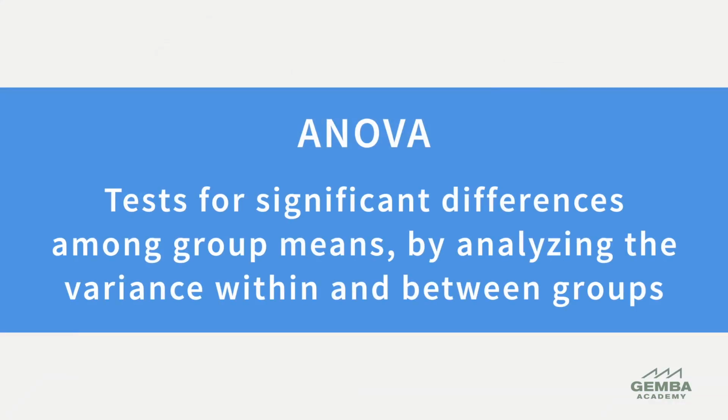Hello and welcome. ANOVA, or Analysis of Variance, is a statistical method used to compare the means of 3 or more samples to determine if at least one of the sample means differs statistically from the others. The ANOVA tests for significant differences among group means by analyzing the variance within and between groups. Let's review some key terms related to ANOVA.